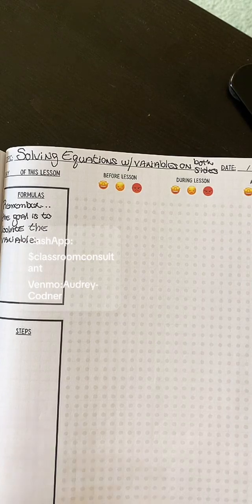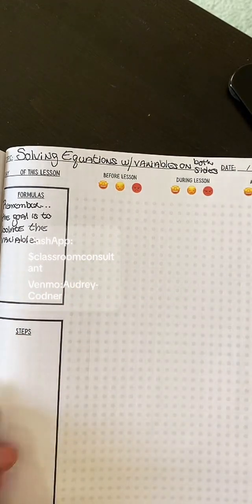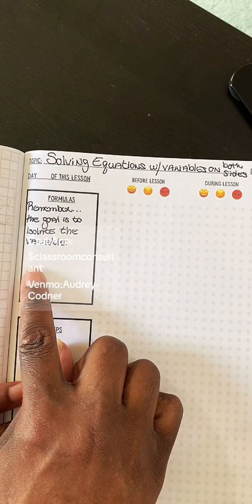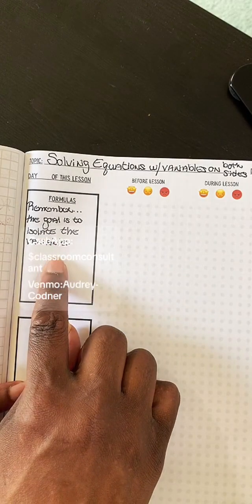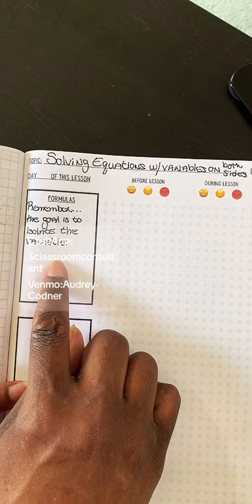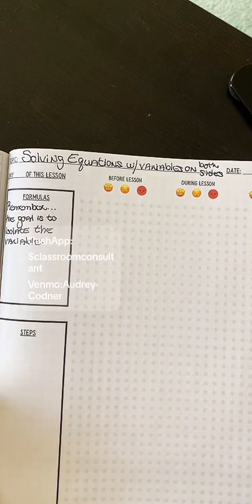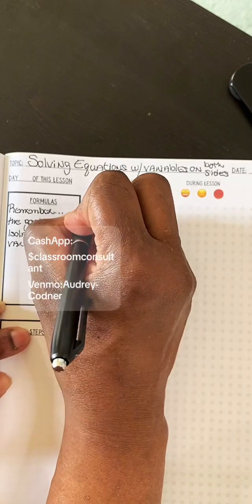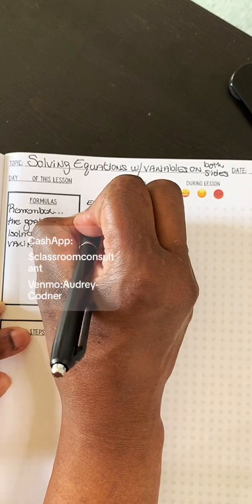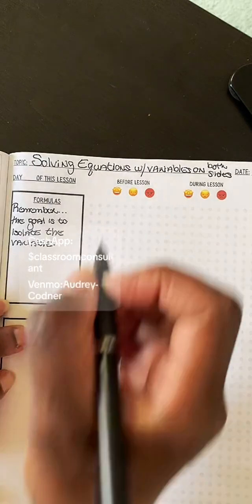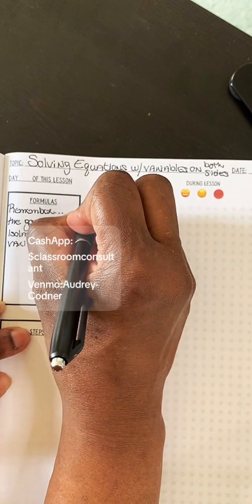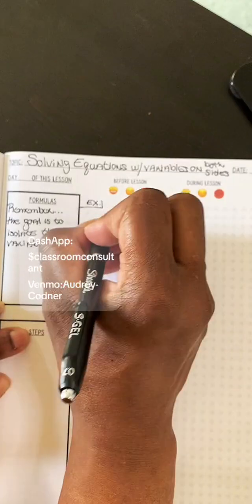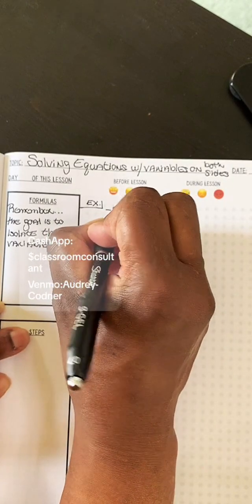All right, so let's get started. The first thing that we all need to know when solving any equation is that the goal is to isolate the variable. Now, when you have a variable on both sides of the equal sign, you're going to have to make some kind of adjustments in order for us to achieve that goal. It's almost like Mission Impossible, right? But let's call it Mission Possible.